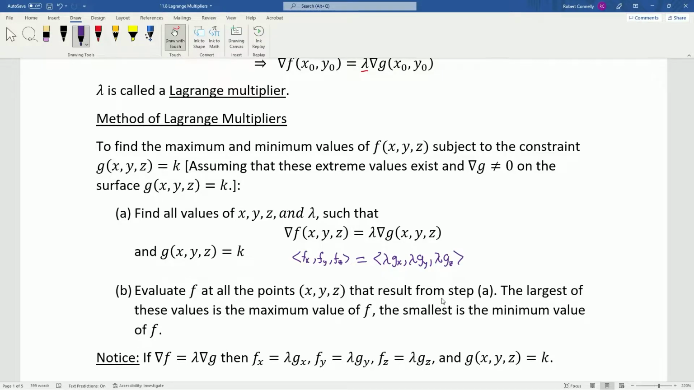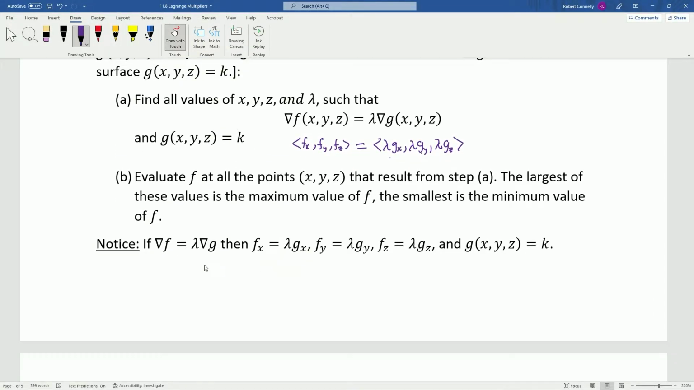Okay, so if these two vectors are equal, then their coordinate components have to be equal as well. So the gradient of f equals lambda times the gradient of g implies the partial derivative of f with respect to x equals lambda times the partial derivative of g with respect to x, and so forth and so on. So that's how we're going to approach solving these problems.